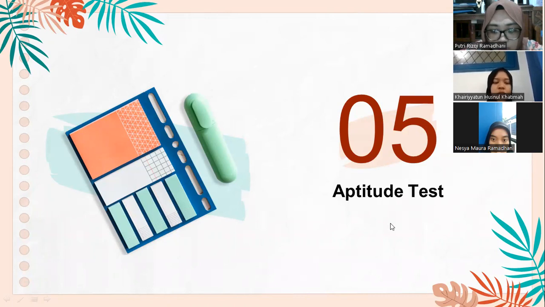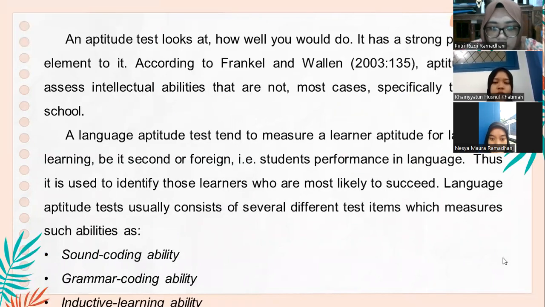Okay, thank you for Rizqi. And the last topic will be brought by me, Khairiyatun Khatimah. Five is aptitude test. An aptitude test looks at how well you do. It has a strong predictive element to it.